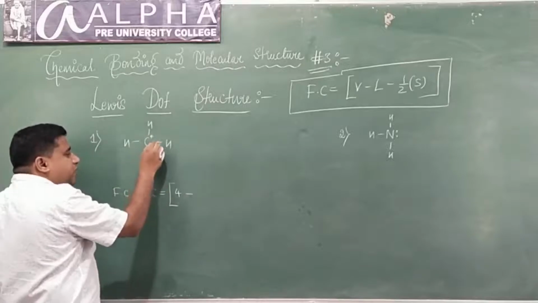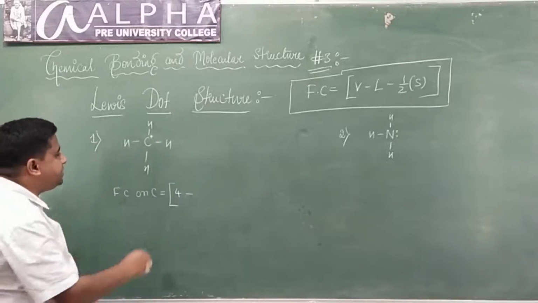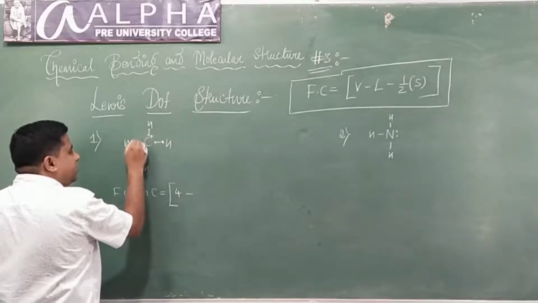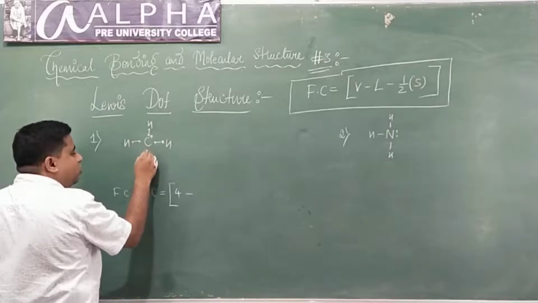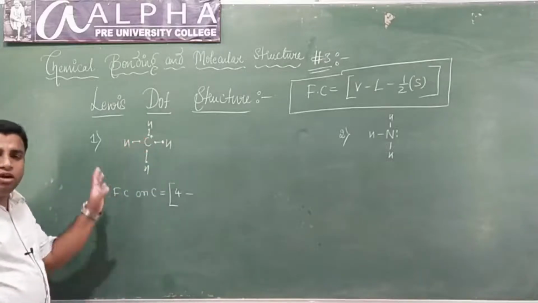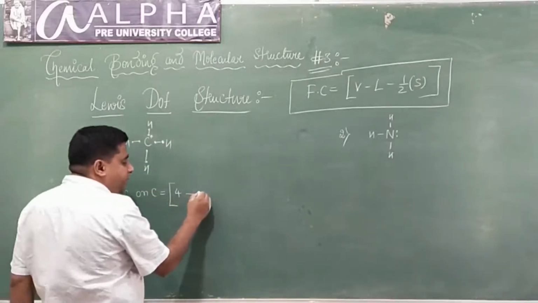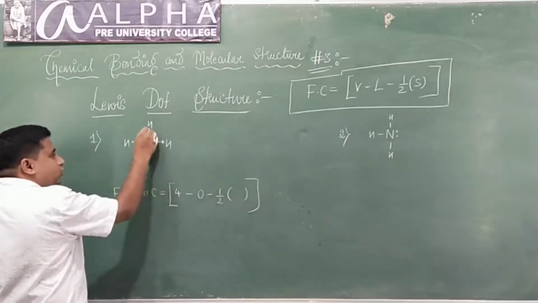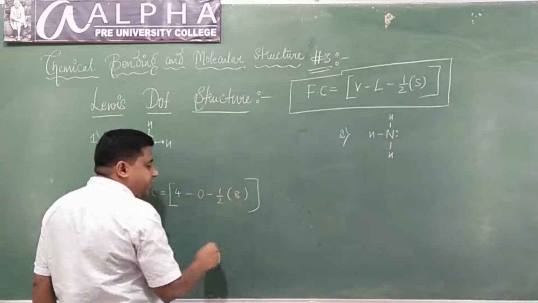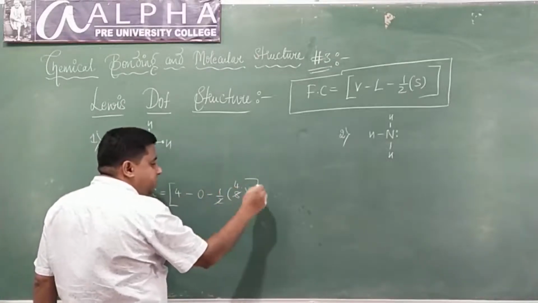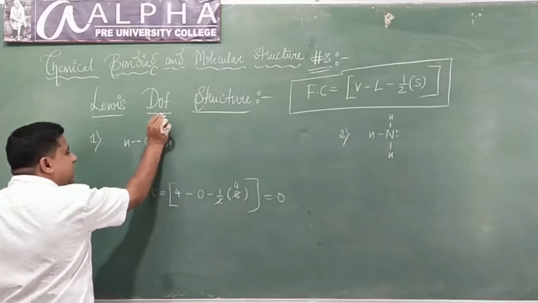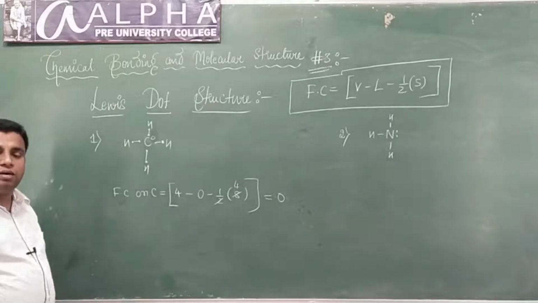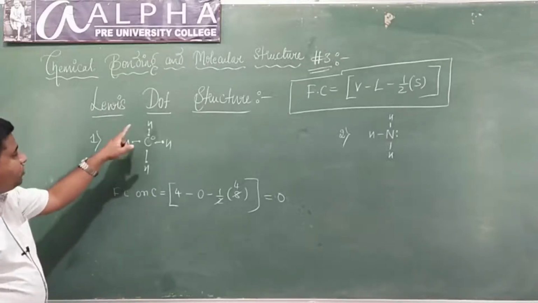Is there any lone pair of electrons on carbon? No. Carbon is surrounded by 8 electrons, and all the 8 electrons are bond pairs, that is shared pairs. There are no lone pairs of electrons. So the number of lone pairs is 0, minus half of the shared electrons. How many shared electrons are there? 2, 4, 6, 8. So 8, correct? Half of 8 is 4. 4 minus 4 is 0. So what is the formal charge on carbon? Formal charge on carbon is 0. How about the formal charge on hydrogen?